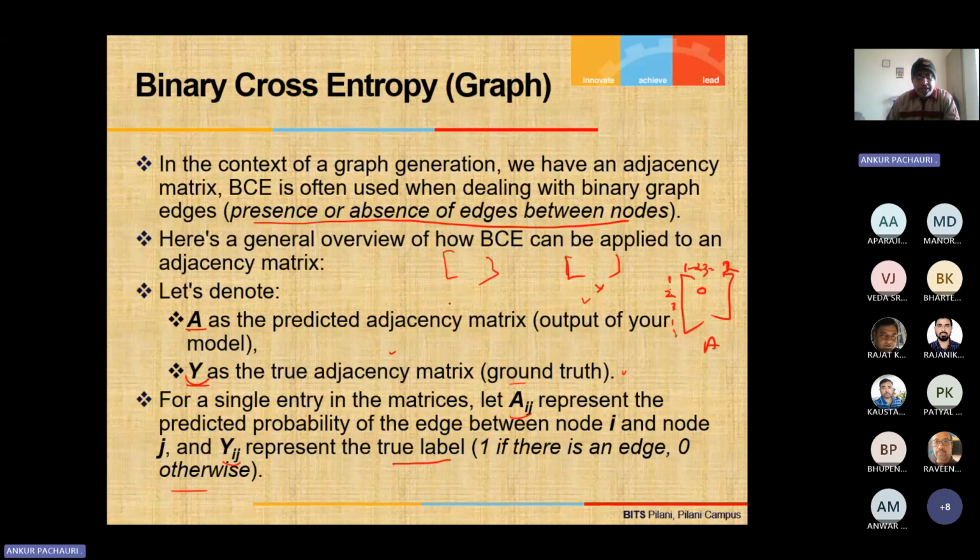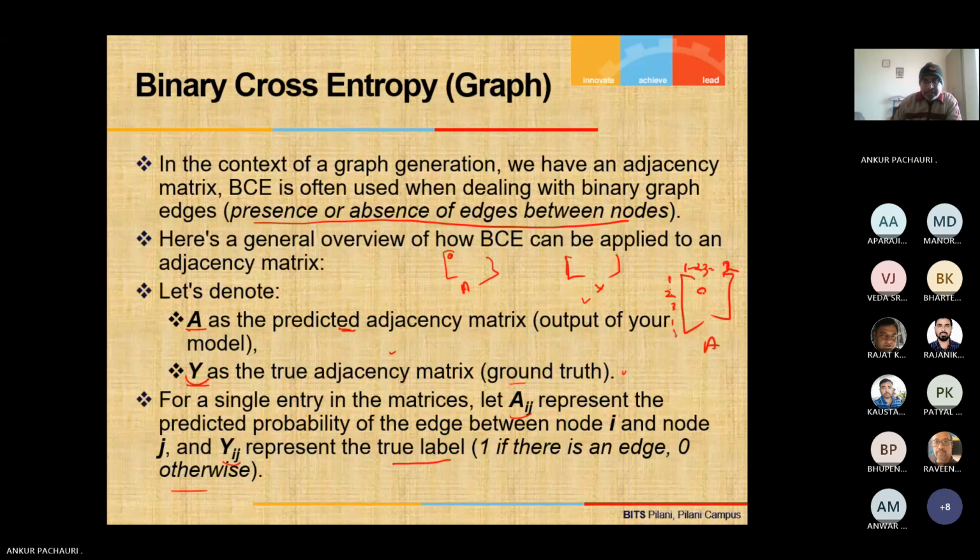I was explaining about A and Y only, sorry. A is the predicted adjacency matrix that has recently been generated, and Y is the actual adjacency matrix. So this is the outcome of the decoder. For each single entry, let Aij represent the predicted probability of an edge between node i and node j.